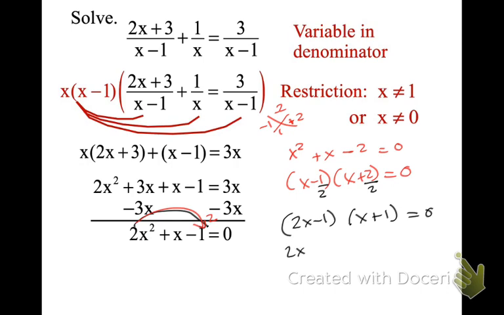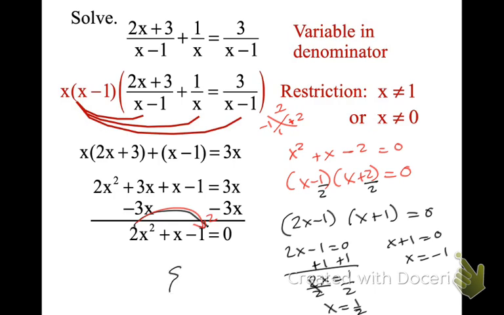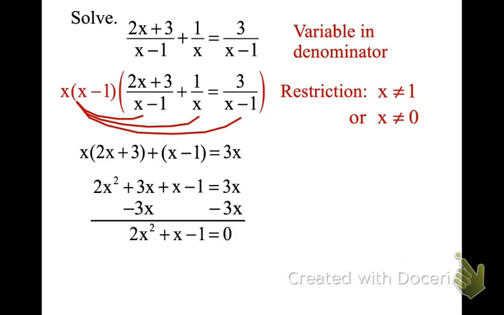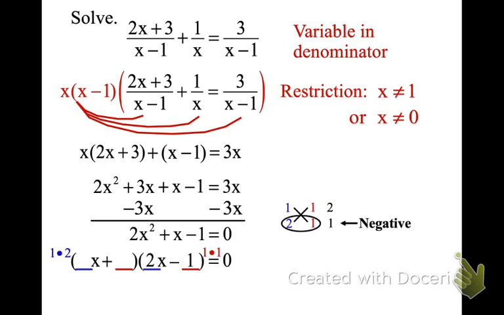So 2x minus 1 equals 0. Add 1, add 1. 2x equals 1, divided by 2. And x equals 1 over 2. And here, x plus 1 equals 0. So x is equal to -1. And both work because my restrictions are 1 and 0. So it's -1 and 1/2. Okay? I believe I have one more for you guys to check out.